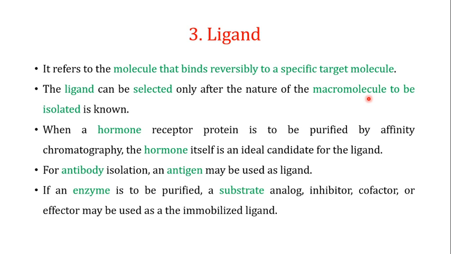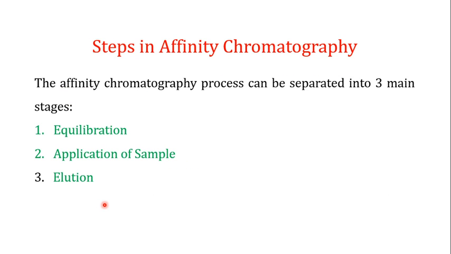Now, when a hormone receptor protein is to be purified by affinity chromatography, the hormone itself is an ideal candidate for the ligand. For the antibody isolation, an antigen may be used as a ligand. If an enzyme is to be purified, a substrate analog, an inhibitor of that particular enzyme, a cofactor for that enzyme, or a factor may be used as the immobilized ligand for the isolation of the desired enzyme from the mixture of the enzymes.